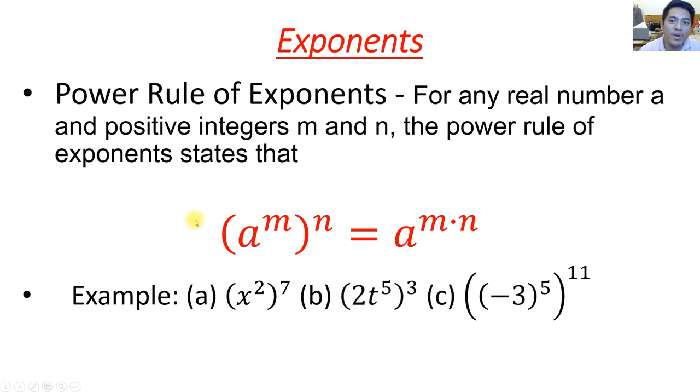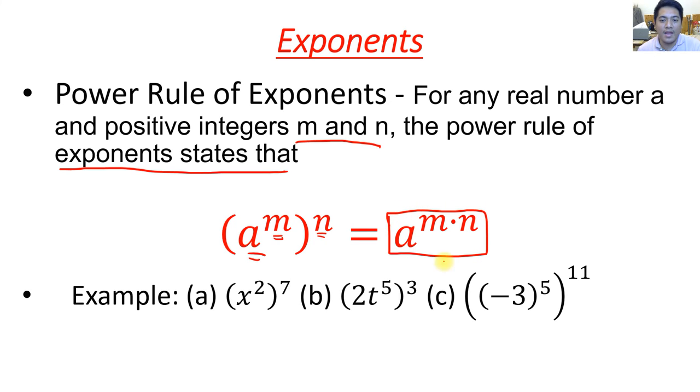Okay, so the power rule of exponents suggests that for any real number a and positive integers m and n, the power rule states that we have a raised to m, quantity raised to n. We multiply the exponents m and n, given that they have the same base.